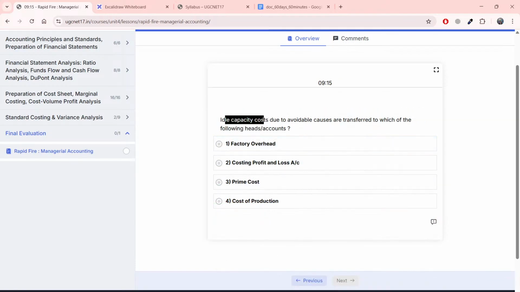Idle capacity costs due to avoidable causes are transferred to which of the following? Avoidable causes. Okay.